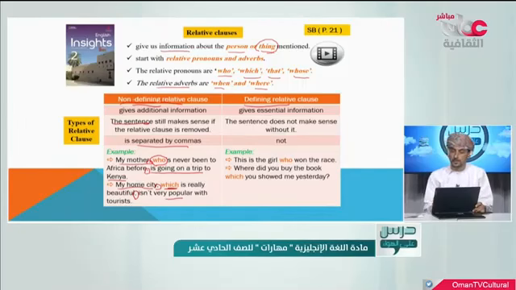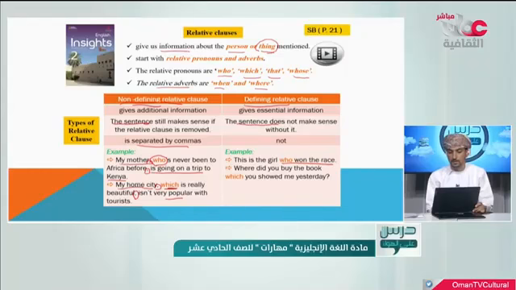A defining relative clause gives us essential information, which is very important. Let us see the example. This is the girl who won the race. So who won the race is very important, because the sentence, let us read the second line, does not make sense without it. If we read it this way, this is the girl, the sentence is grammatically correct, but it is not meaningful. So who won the race is very important.